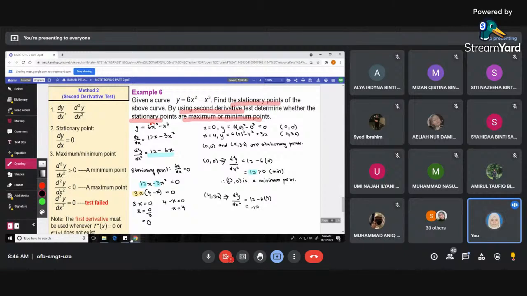So, apa maksud negatif 12 ni? Kecil atau sama dengan kosong? Kecil. Kalau kecil maksudnya apa? Tengok balik. Ya, dia adalah maksimum. So, kena buat conclusion baru ada markah. 432 is a maximum point.